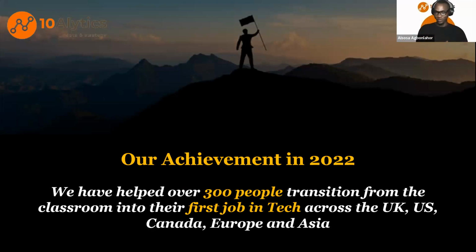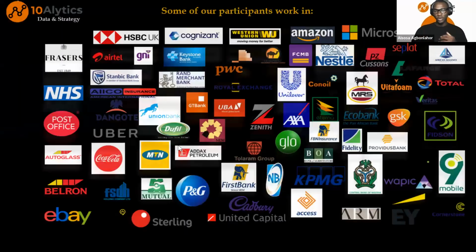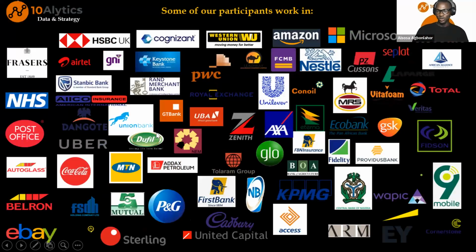These 300 persons are just those who knew about tech for the first time. We are not counting those that already had some knowledge about it. These are persons that did not know anything about it and got their first role after training with us. So be rest assured that it's very possible for you to land a tech role as soon as you go through this program. We have participants that work in various organizations.